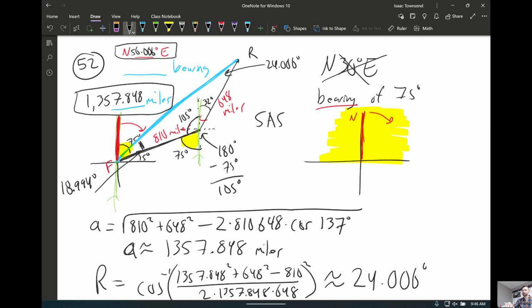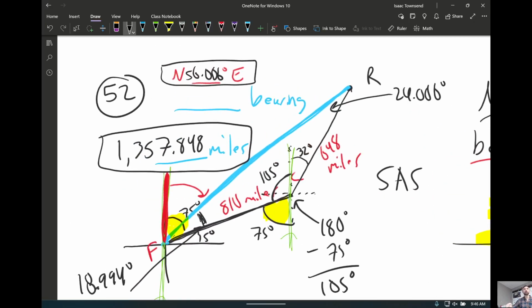Or if you don't want to, you're welcome to write a bearing this way because it doesn't say you can't. But if you just want to use the word bearing, again, it's assumed you're starting at the north line and you're turning clockwise. So this would be okay too. Those two are saying the same thing.